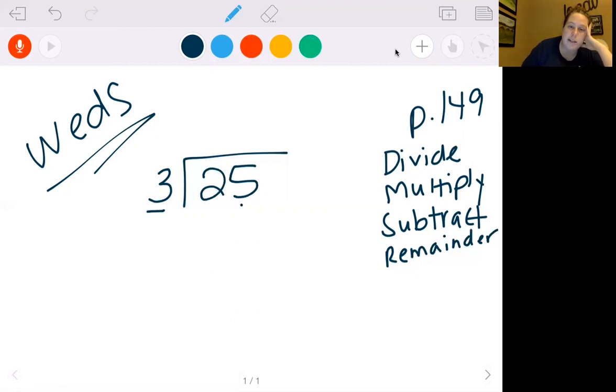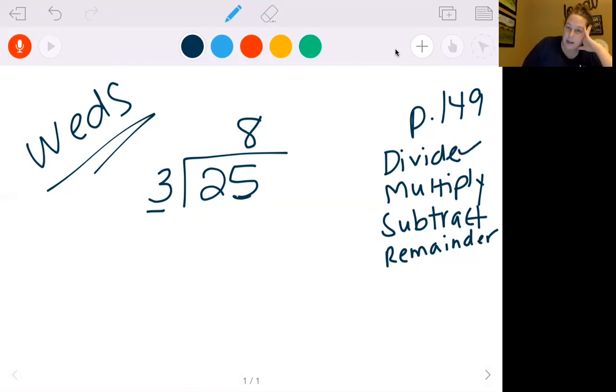So what we do is we think of a multiplication fact that gets us close to 25. So for example, 3 times 3 is 9. That doesn't get me close to 25. But I know that 3 times 8 is 24. So 3 can go into 25 8 times. 3 times 9 is 27. That's too big. So that won't work. I can't have a higher number than what's in my house.